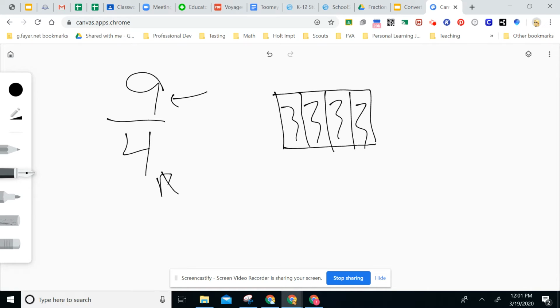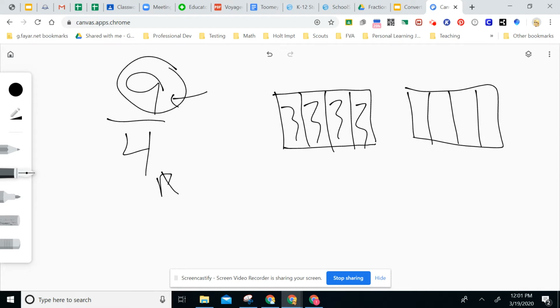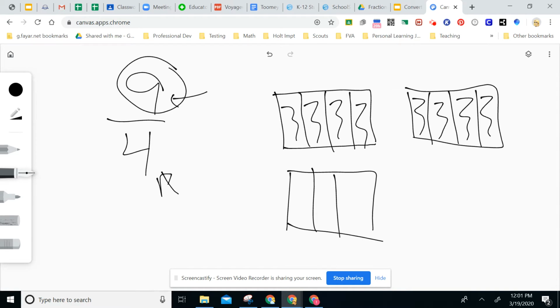But remember that I have 9 pieces, right? So let me draw another one. 5, 6, 7, 8. Oh, I still need another one because I still have another piece left over. So I'm going to put that up as well. So 4, 8, and 9 pieces.